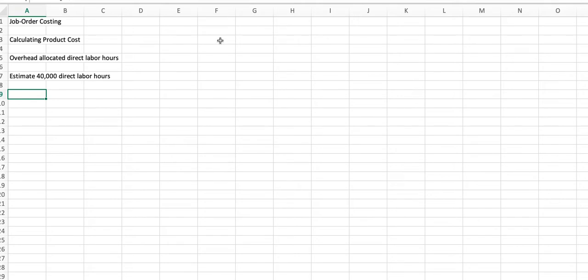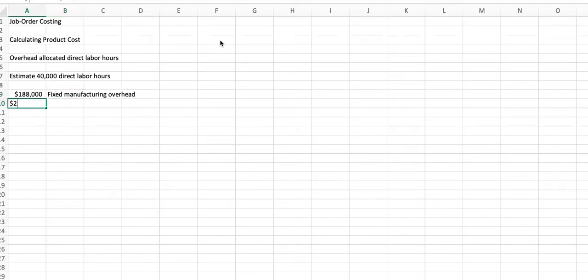So we've got this upcoming year. We're trying to figure out what our product cost is going to be so that we can set our sales price, so that we can control that if we need to, drop it, see if we have a little bit of flexibility, margin of safety, and so forth. We're estimating for the upcoming year that we will work 40,000 direct labor hours. And then let's also estimate our fixed manufacturing overhead and our variable manufacturing overhead as well.